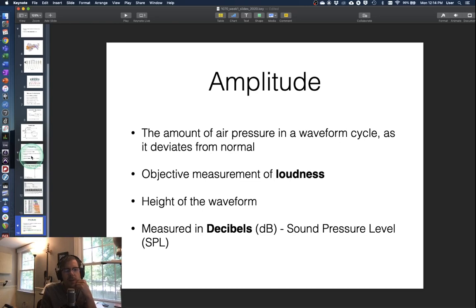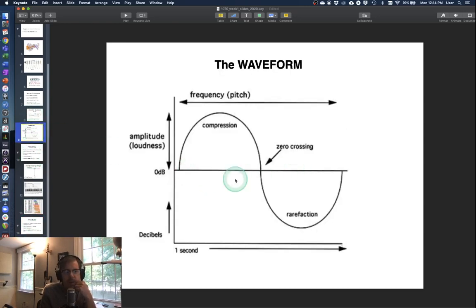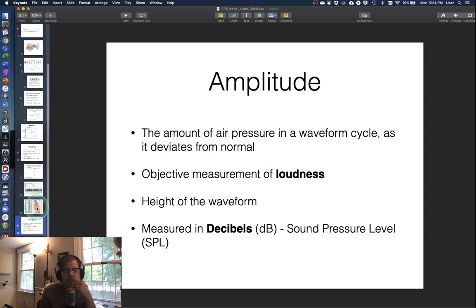Amplitude is the other way that we measure sound in a waveform. So we've talked about the frequency realm. Let's look at the amplitude realm. The amplitude realm is one in which we measure the amount of air pressure in a waveform cycle as it deviates from zero. An objective measurement of loudness is amplitude.